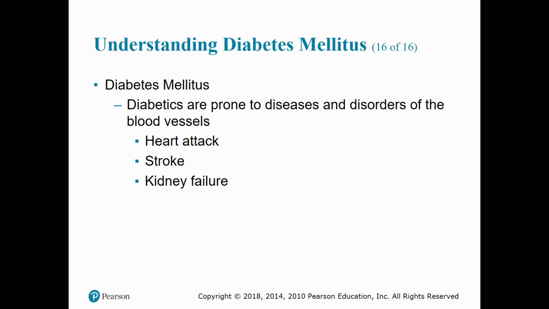Patients with diabetes typically have a high blood glucose level. Blood glucose that is randomly taken can be greater than 200, compared to 70 to 140 in a patient without diabetes. They're also prone, due to the damage that diabetes causes, to various diseases and disorders of the blood vessels, such as heart attacks, strokes, and kidney failure.